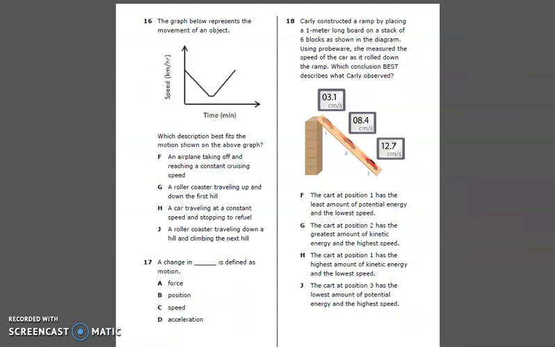Number 18. Carly constructed a ramp by placing a 1 meter long board on a stack of 6 blocks as shown in the diagram. Using a probe, she measured the speed of the car as it rolled down the ramp. Which conclusion best describes what Carly observed? F. The car at position 1 has the least amount of potential energy and the lowest speed. G. The car at position 2 has the greatest amount of kinetic energy and the highest speed. H. The car at position 1 has the highest amount of kinetic energy and the lowest speed. J. The car at position 3 has the lowest amount of potential energy and the highest speed.